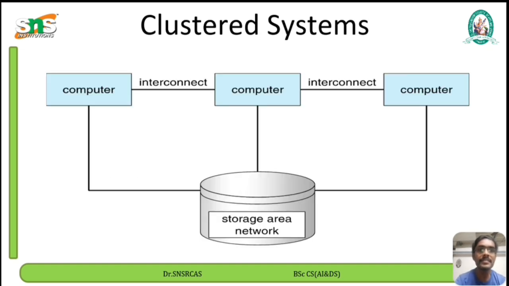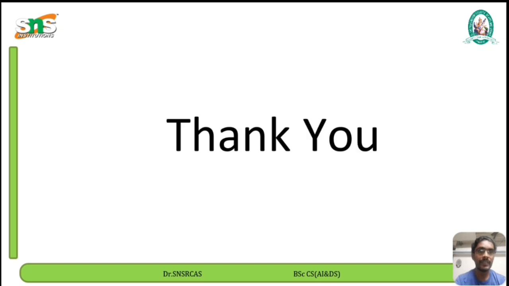And here is the example architecture of a clustered system. There is a common storage area network, and there are different computer systems with different multiprocessor systems. All the computers are interconnected to each other, and the storage area network is also interconnected.